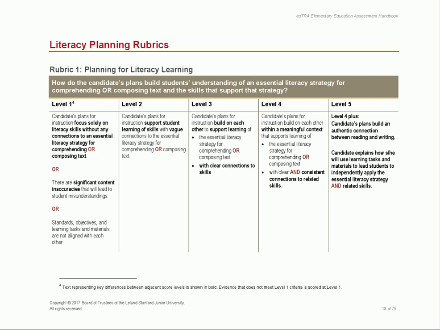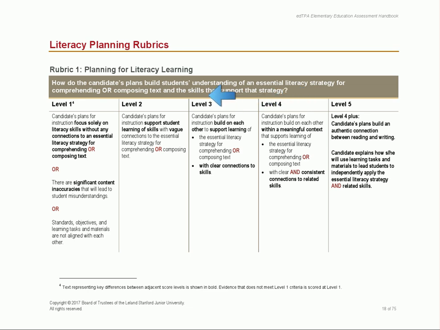Now, I'm going to go over the literacy rubrics. There are 5 of these. And as I've suggested before, you should be looking at these at the front end of your teaching. So let's start here. This is the first rubric, Planning for Literacy Learning. And the question is, how does the candidate's plans build students' understanding of an essential literacy strategy for comprehending or composing text and the skills that support that strategy?